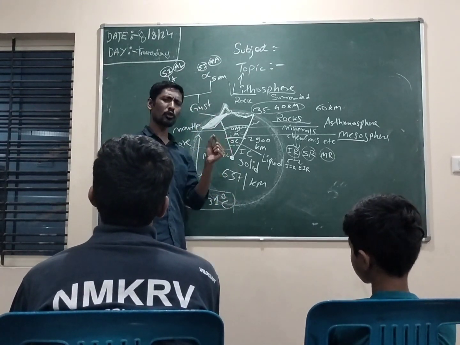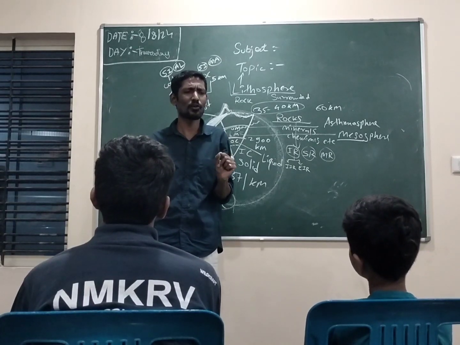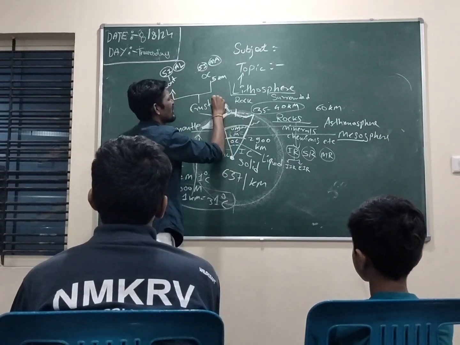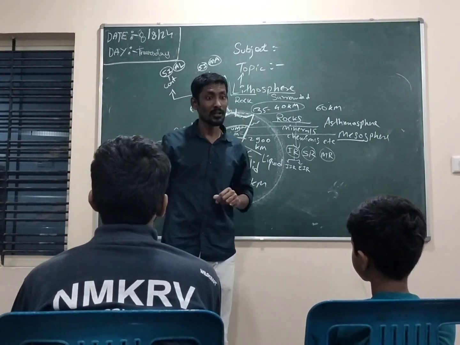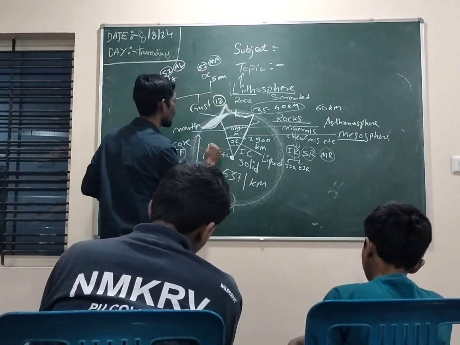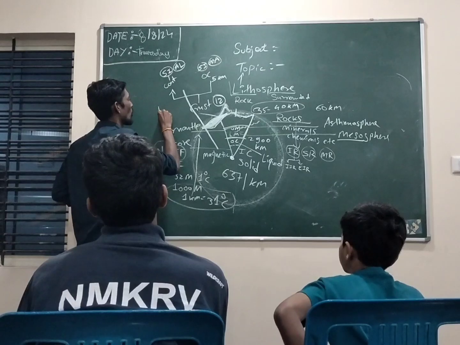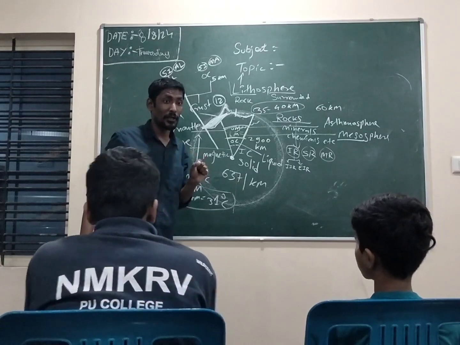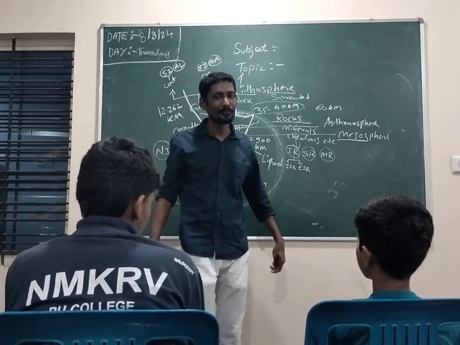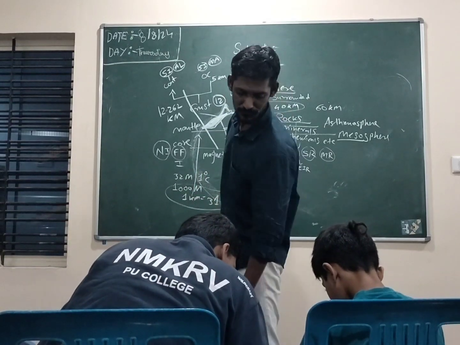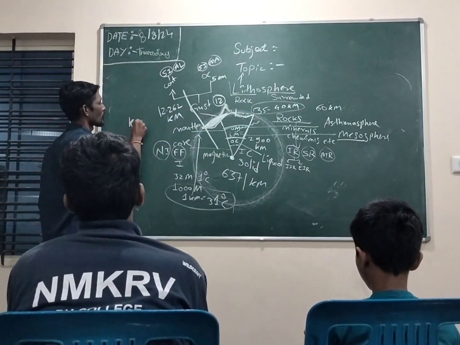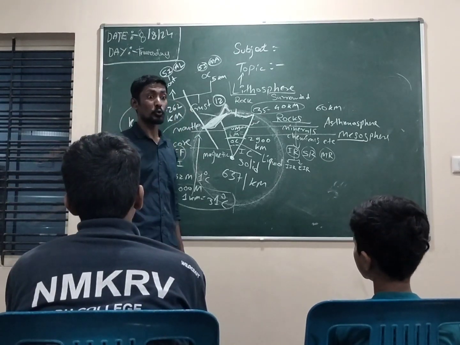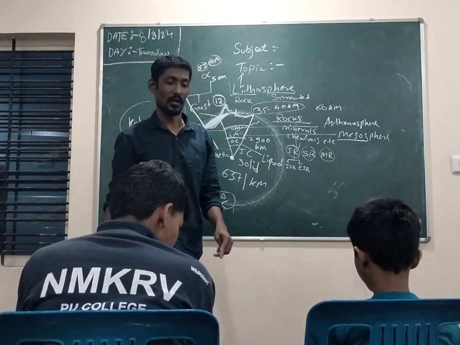One more thing. We only know about 12 kilometers inside the Earth. But one hole is there. Which hole? It is called a borehole, which goes 12.262 kilometers inside. What is the name of that hole? Kola. The Kola Superdeep Borehole, 12.262 kilometers inside the Earth.